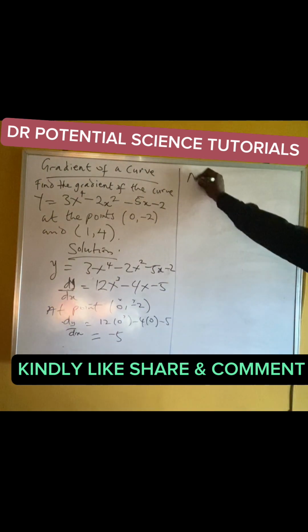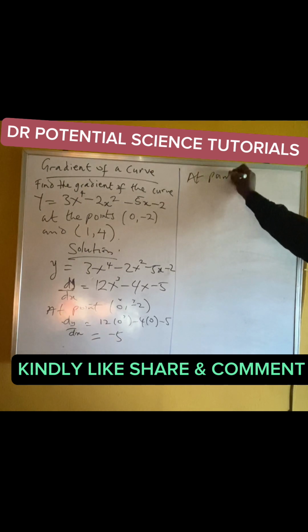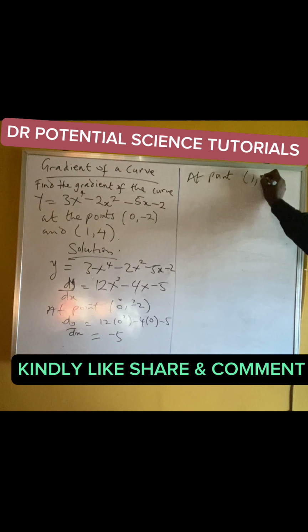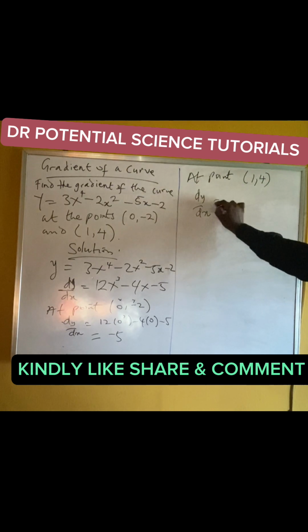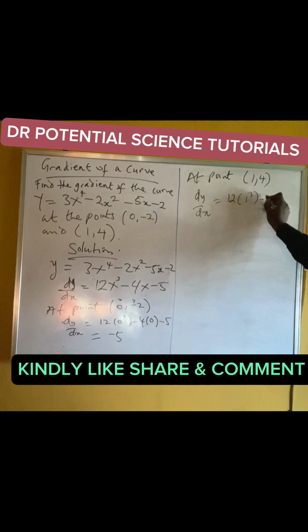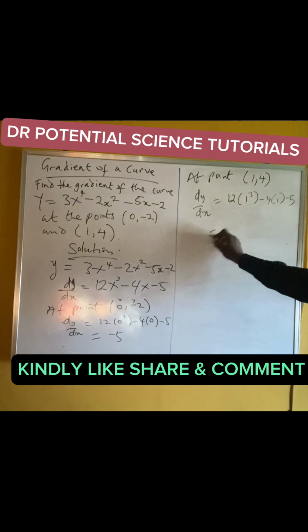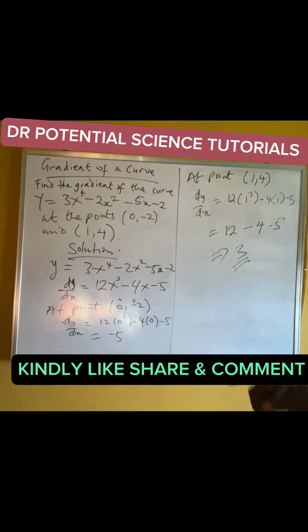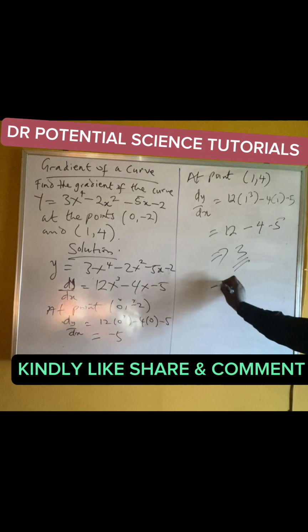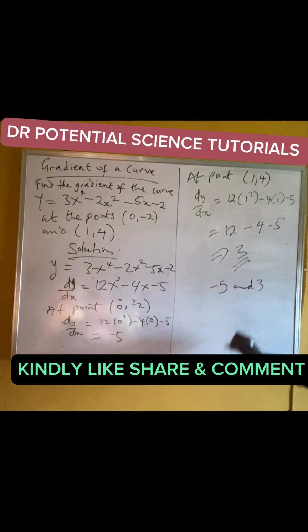Okay. And also at point 1, 4. This is x, this is what? y. So the x is going to give us 12 times 1 to the power 3 minus 4 times 1 minus 5. This gives us 12 minus 4 minus 5. That's what? 12 minus 9. That gives us 3. So the gradient of that curve at the points is what? Minus 5 and 3. Minus 5 and 3.